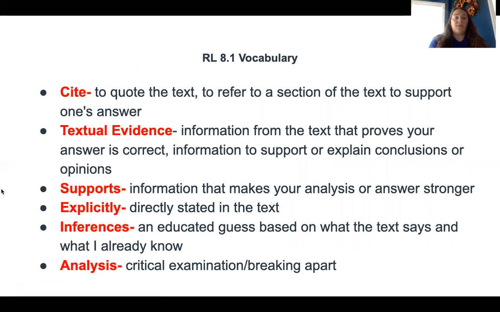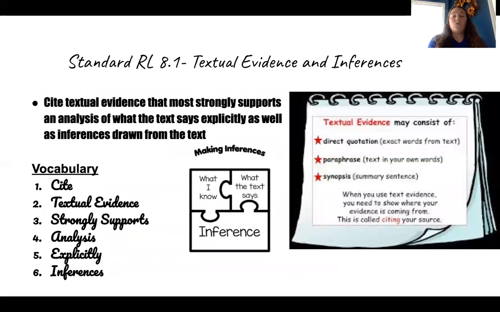To cite something is to quote the text, to refer to a section of the text to support one's answer. Textual evidence is information from the text that proves your answer is correct. Information to support or explain conclusions or opinions. Supports: information that makes your analysis or answer stronger. So when you're looking at this standard, it says most strongly supports. You would want to find the piece of evidence that is the strongest.